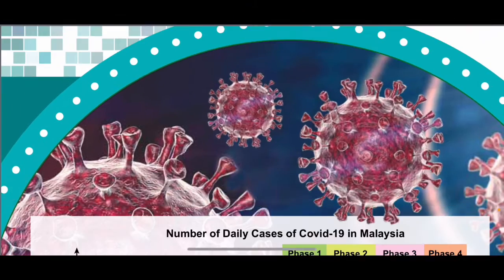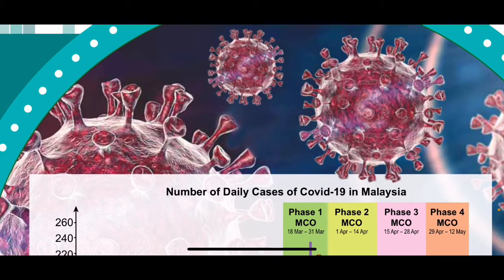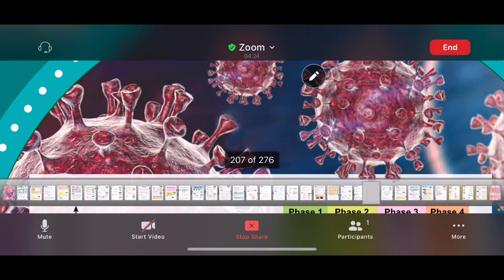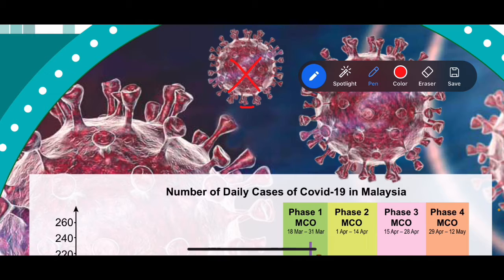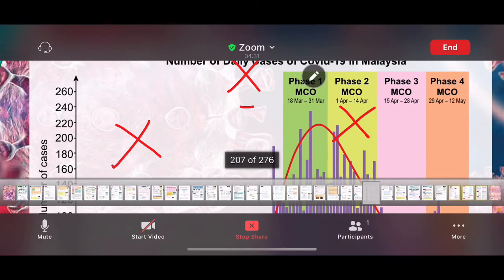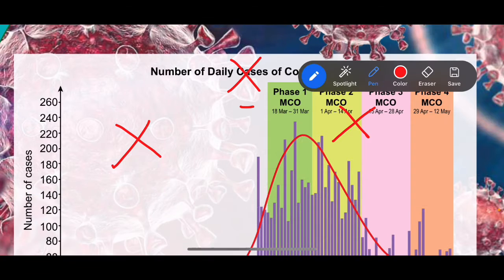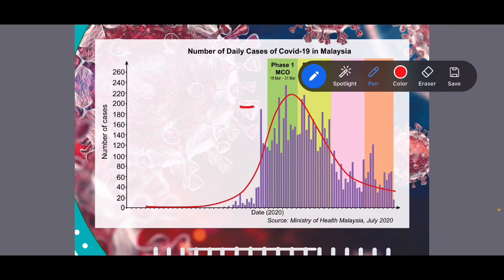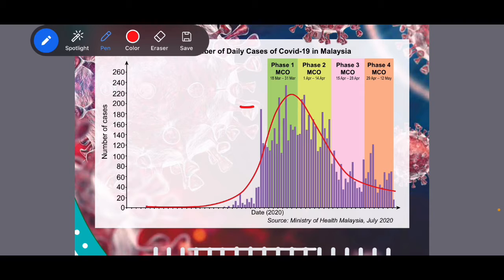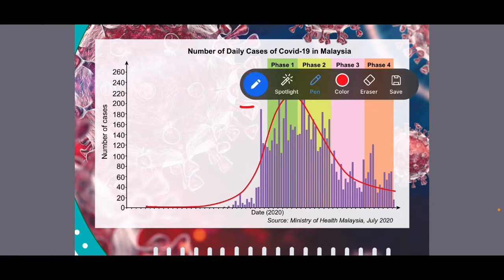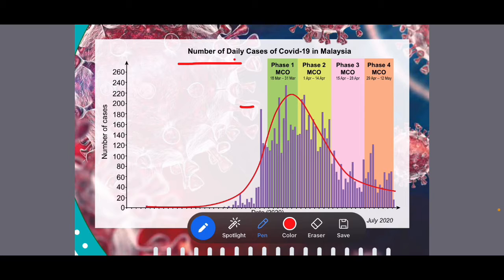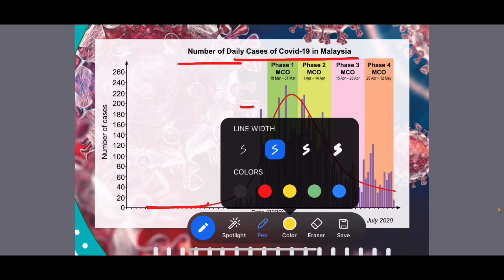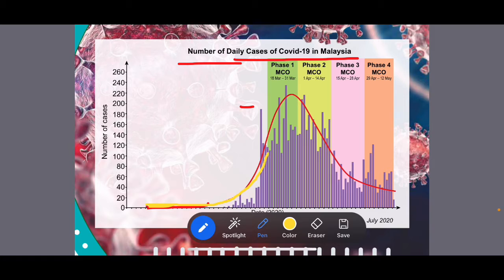Wow, this is very interesting. What is this? This is the COVID-19 virus, right? We don't like this virus. Hopefully the virus will disappear soon. As you can see, this is very important information that is still going on in our country, right? This shows the number of daily cases of COVID-19 in Malaysia. You can see the curve. The beginning is 0 and then it goes up, right? The curve goes up until the peak.